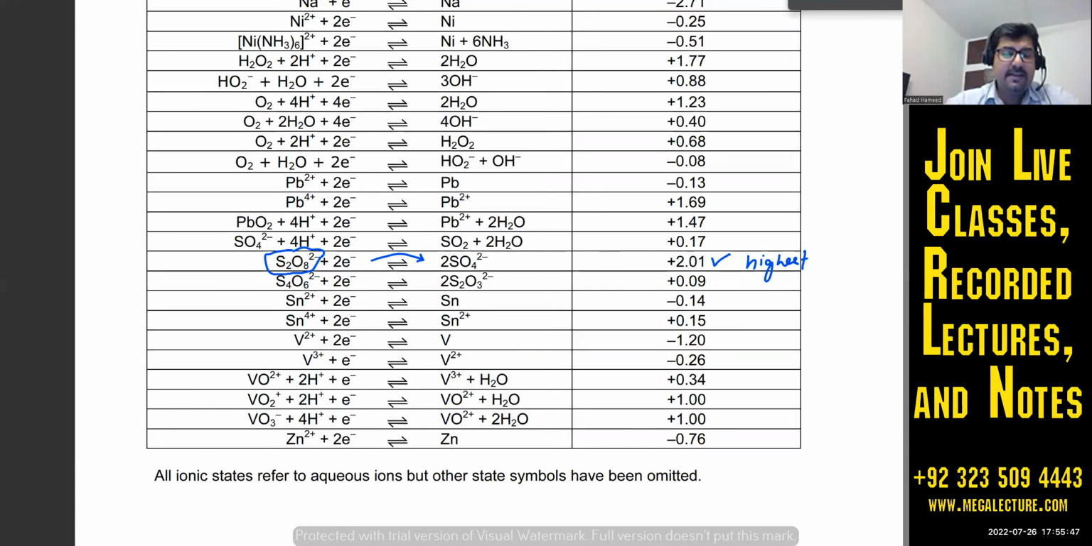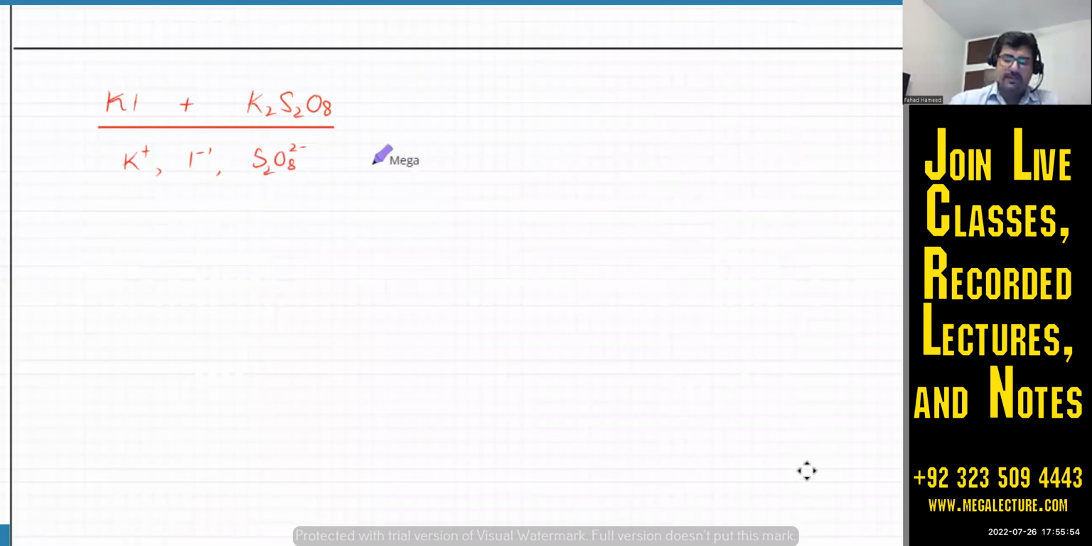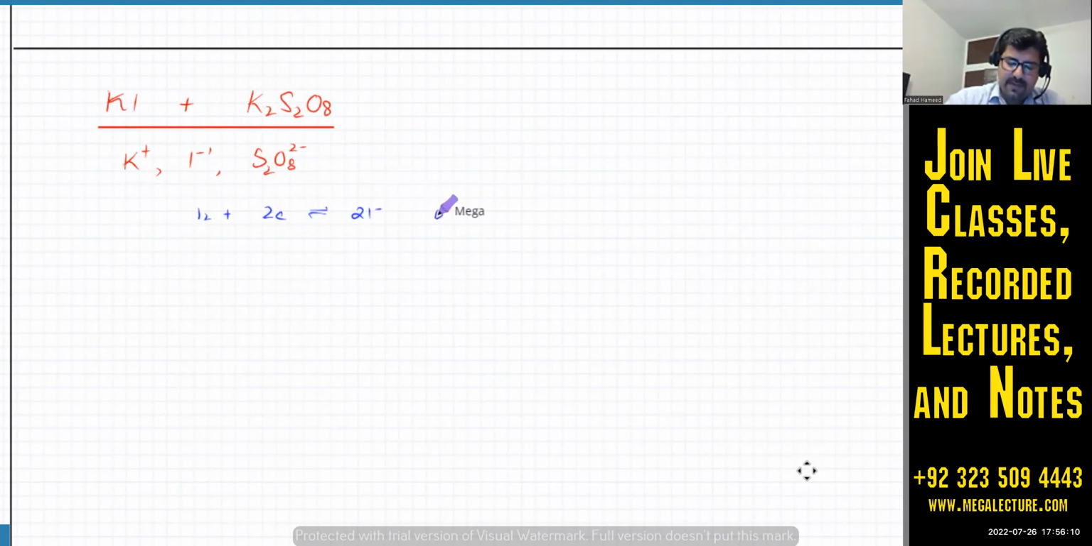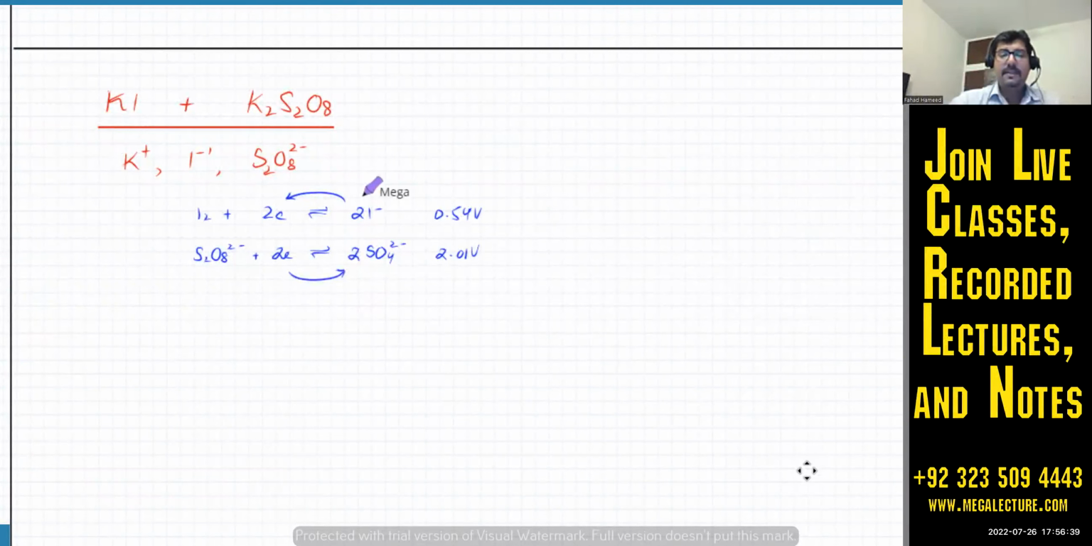So I figured out the reactions. I had two equations. And let me just copy the two equations. The K+1 did not work out. The I-1, ye wali kaam kar gaya, I2 + 2 electrons in equilibrium with 2I-1, and that's 0.54 volts, and the other one is S2O8 2- + 2 electrons, and that was 2SO4 2-, 2.01 volts. Lowest loses electrons and the highest gains electrons. And I have both things. I have I-1 losing electrons and S2O8 gaining electrons.